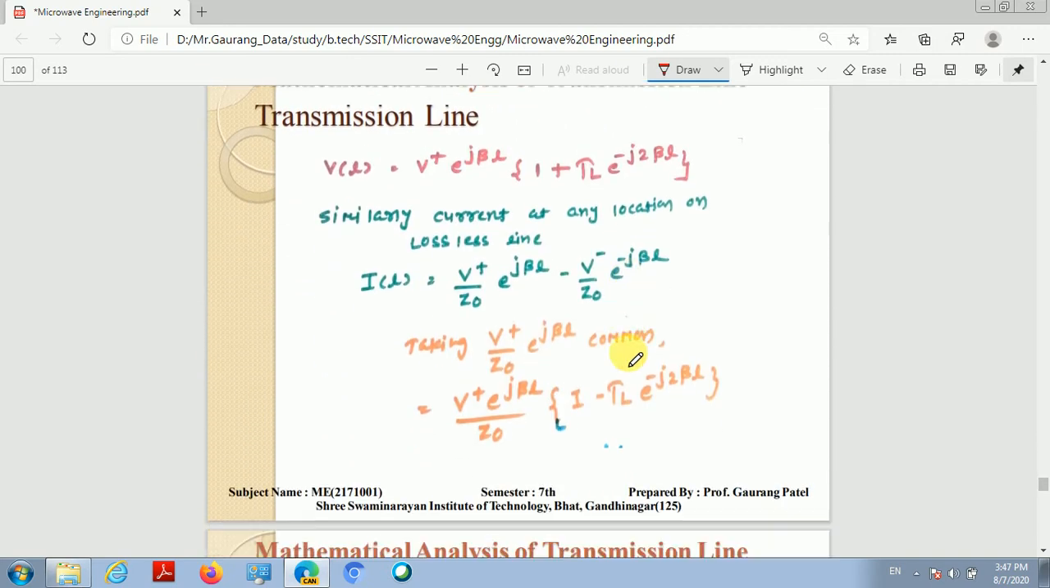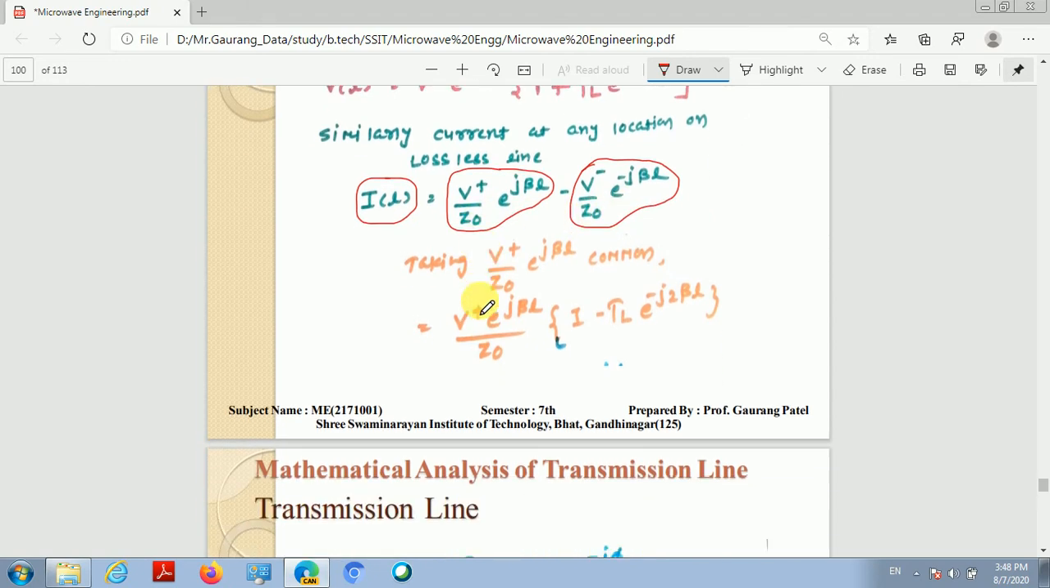Similarly, if we look at the current expression on the transmission line, the current is also a combination of the forward current traveling wave and the backward current traveling wave. This is the forward current traveling wave: V plus divided by Z naught, e raised to j beta L. And V minus divided by Z naught, e raised to minus j beta L, is the backward current traveling wave. So the current at any location on the transmission line is also a combination of forward and backward current traveling waves.